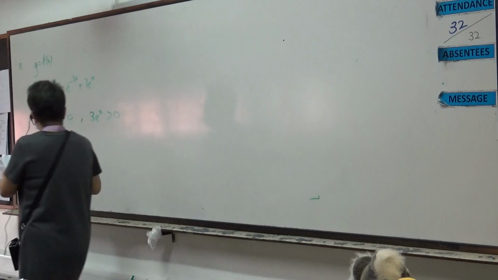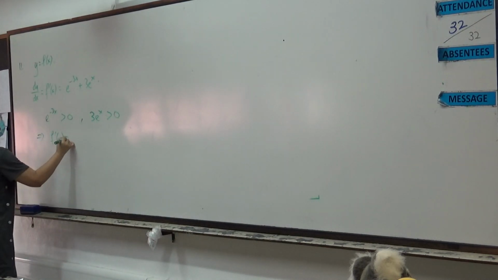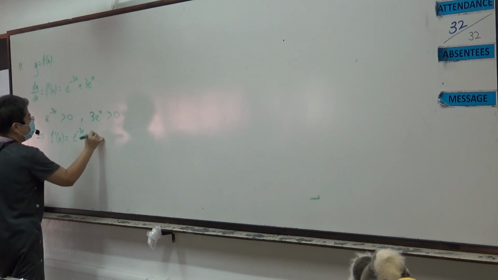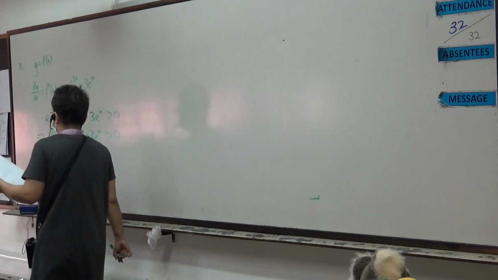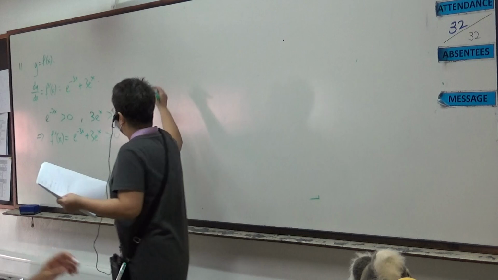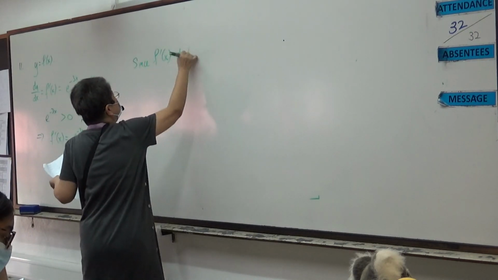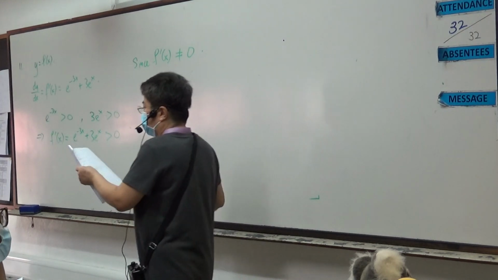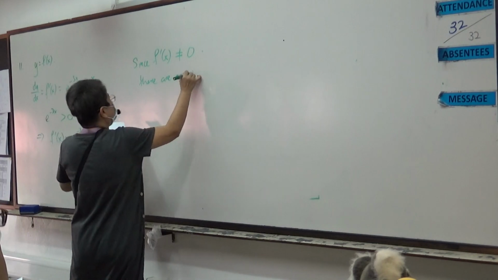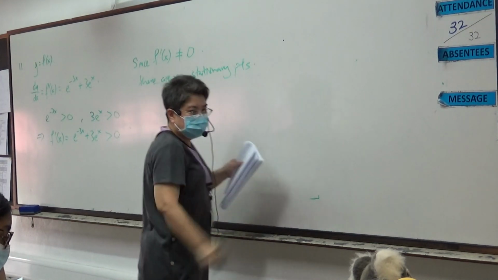So, what does it mean? This implies that f prime x, which equals e to the power of negative 3x plus 3e to the power of x, must be bigger than 0, right? Then, since f prime x is not equal to 0, there are no stationary points.